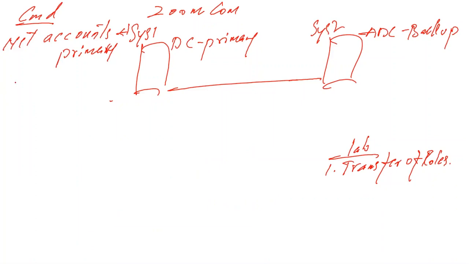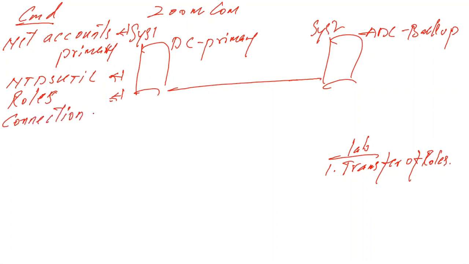Okay, so write down our next command, NTDS-UTIL, enter. You can say NTDS utility. You can see on the board, you can copy from there, NTDS-UTIL, enter. Then next we want to transfer roles, so write down next command, roles, enter. Then next we have to check the connections, so write down next command, connections, press enter.